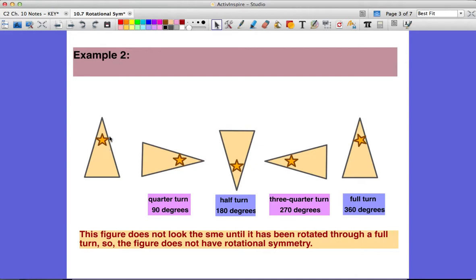All right, example number 2. If I take this shape, and this star is here just to help me remember where I started, and I turn it a quarter turn, or 90 degrees, it does not match up with the original. If I turn it 180 degrees, it still does not match up with the original. And even if I turn it 270 degrees, it doesn't match up with the original. It takes one full turn of 360 degrees to get it to match up with the original. Therefore, this shape does not have rotational symmetry.